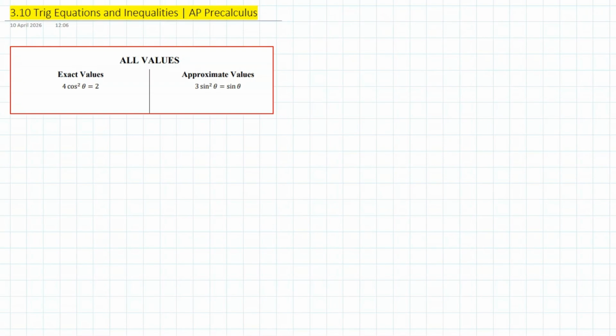Hi, in this video we will solve these tricky equations. So let's solve the first equation. We have 4 cos squared theta equal to 2.